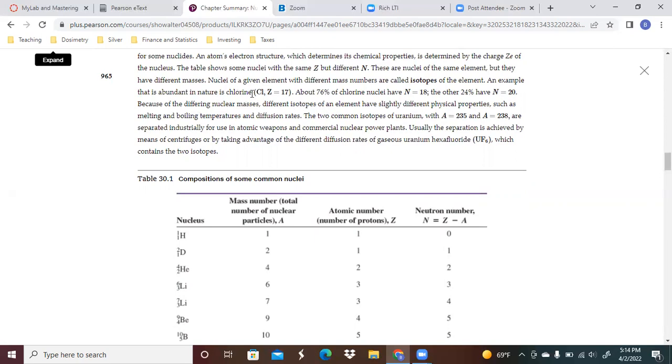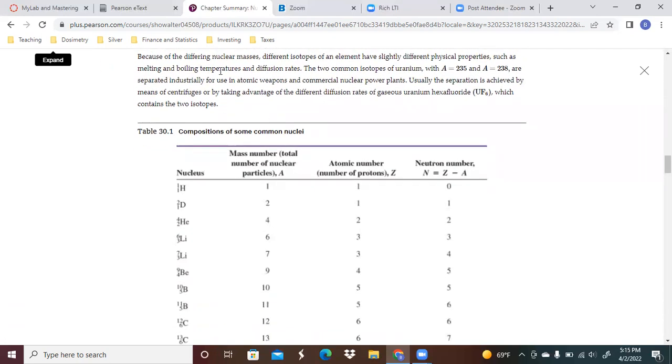So in other words, you can have a chlorine atom which has a Z of 17. You're looking at about 3/4 of chlorine having 18 neutrons. The other 1/4 has about 20. Because of the differing nuclear masses, different isotopes of an element have slightly different physical properties: melting point, boiling temperatures, diffusion rates, things of that sort.